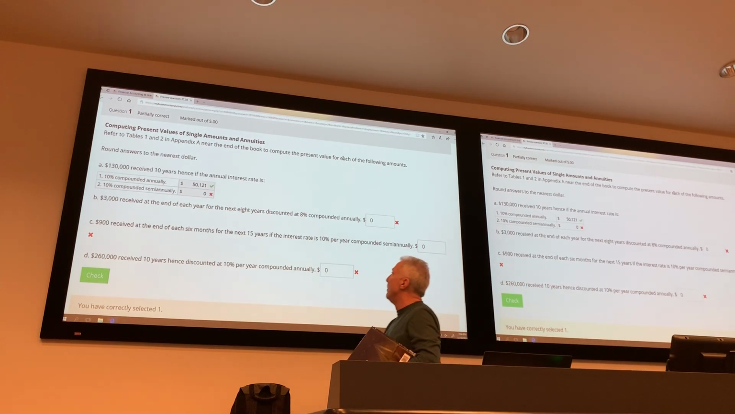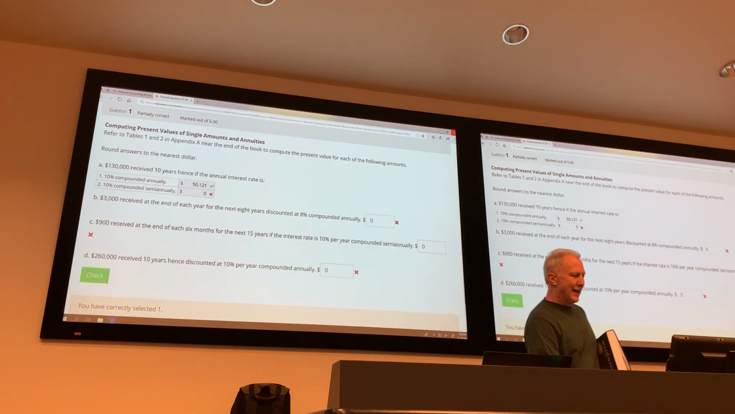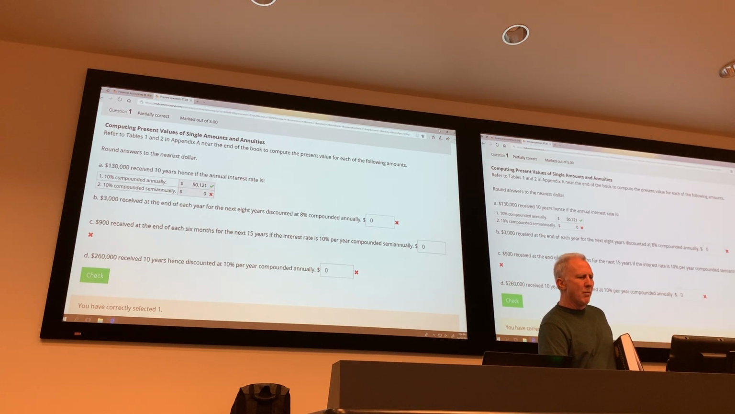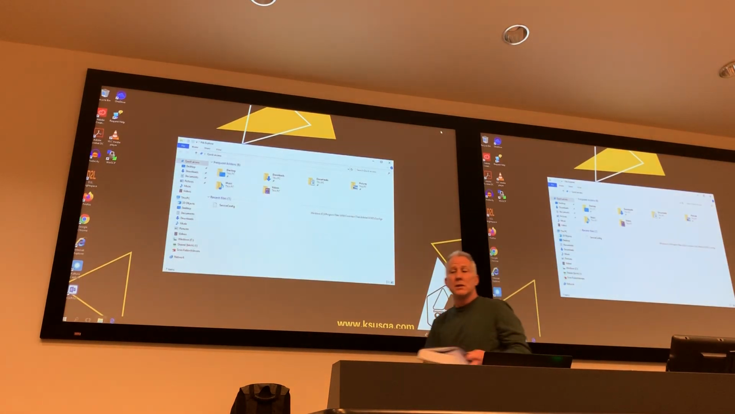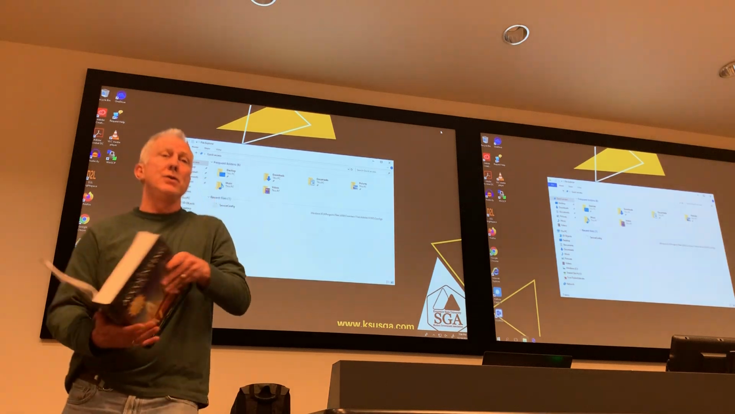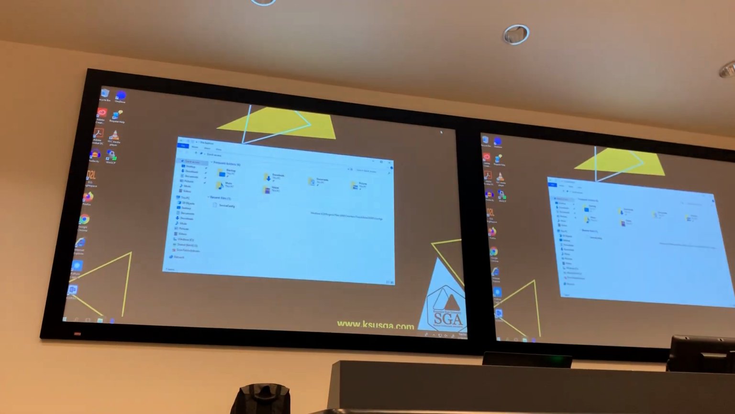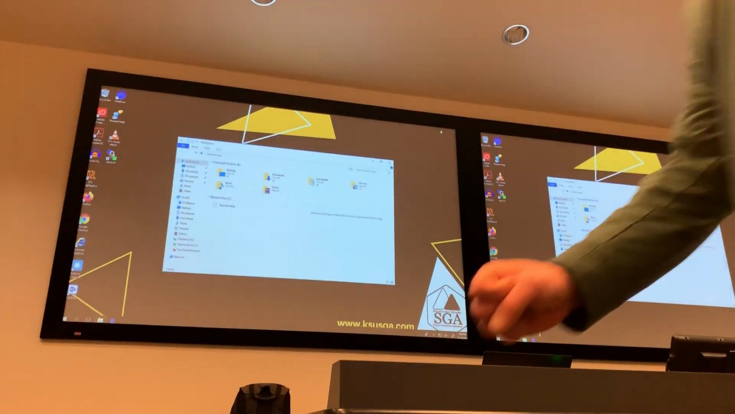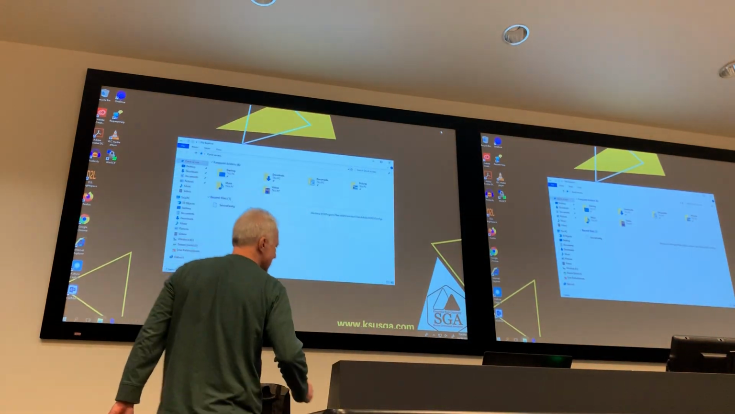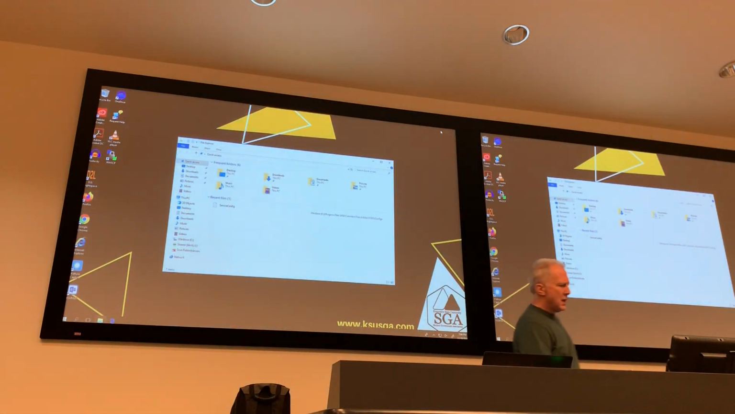It will mark both of them as correct. So I did not use the tables. I used Excel, so not an issue. Interesting. That is interesting. The computer's a smidge smarter than we gave it credit for.